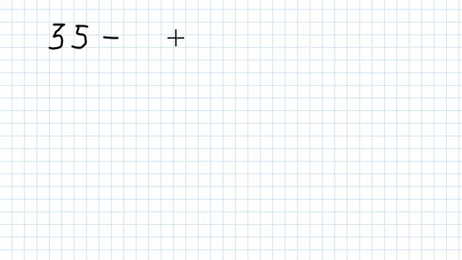Alright, these problems are going to get progressively a little bit more difficult. Alright, let's look at this one here. We have 35 minus, and then in parentheses, I'm going to have a negative 38 plus 20.